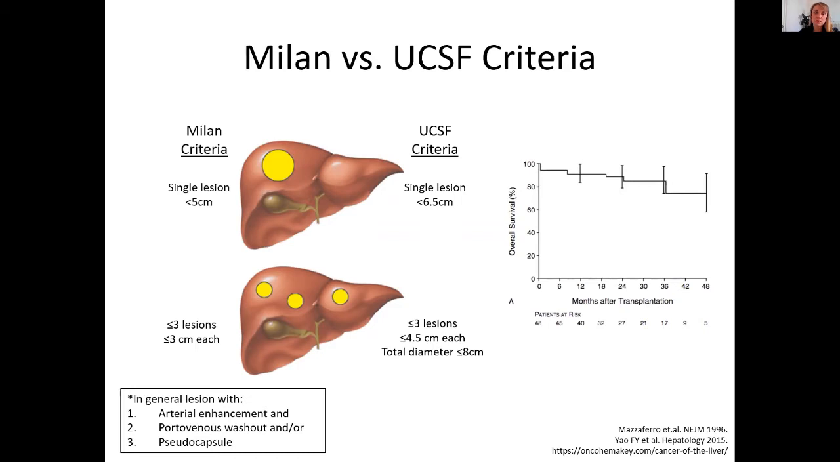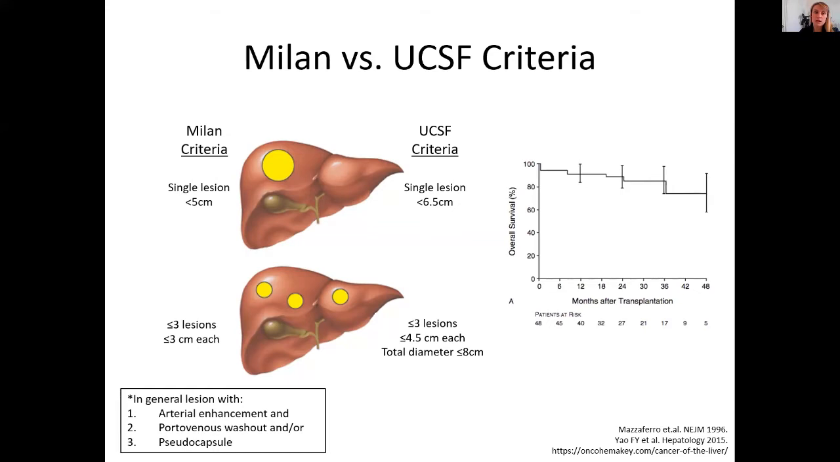Later, UCSF was able to demonstrate similar outcomes with extended criteria up to a single lesion that is 6.5 centimeters or less, or 3 or fewer lesions, 4.5 centimeters or less, adding up to a total diameter of 8 centimeters or less. In most cases, patient selection criteria are based on radiologic imaging performed to assess the extent of intrahepatic disease that's present and to exclude extrahepatic spread.